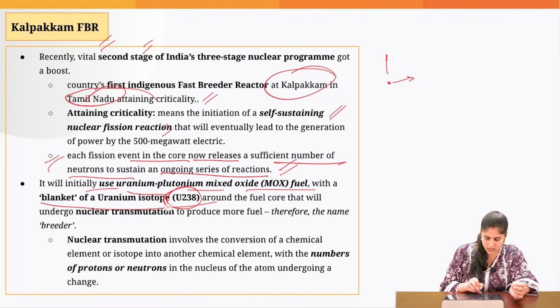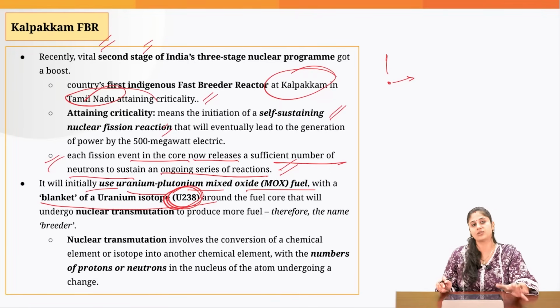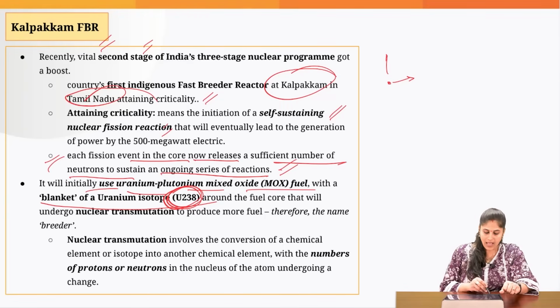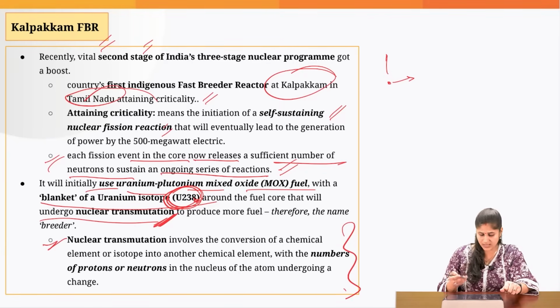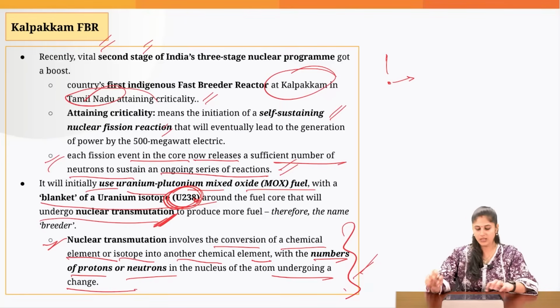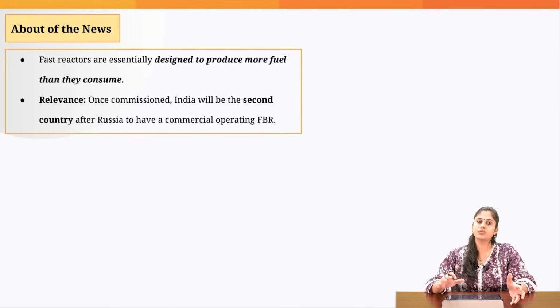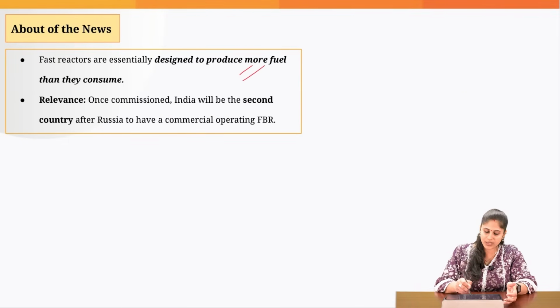which is the major isotope in naturally occurring uranium. And this isotope would undergo transmutation. What is nuclear transmutation? I've already discussed with you how it involves the conversion of a chemical element or isotope into another chemical element, with the numbers of protons and neutrons undergoing a change. And since it produces more fuel than what it actually uses, that is why it is known as a fast breeder.